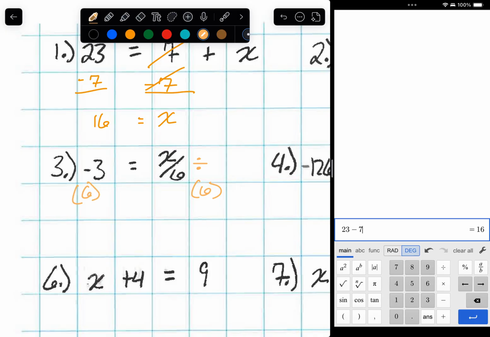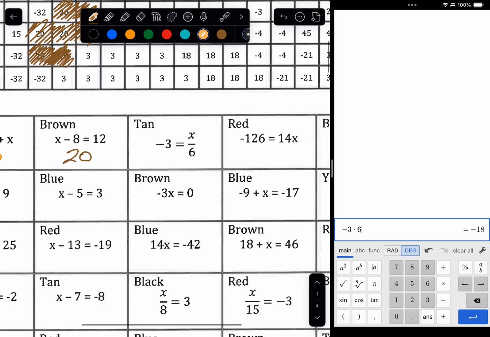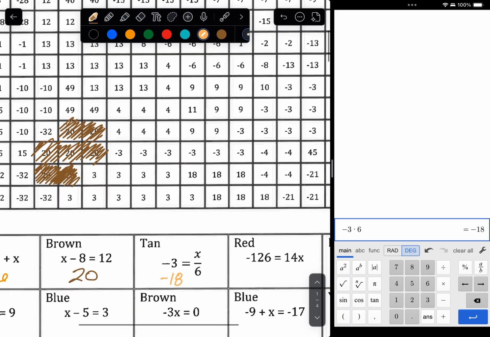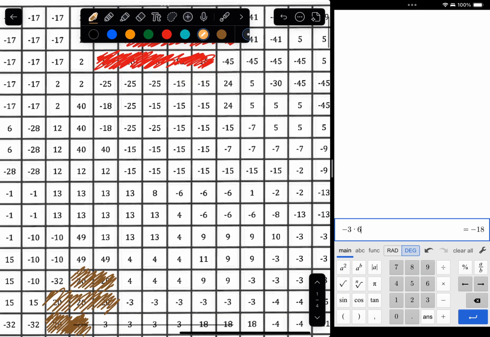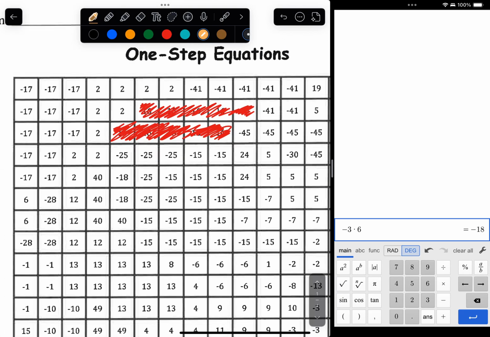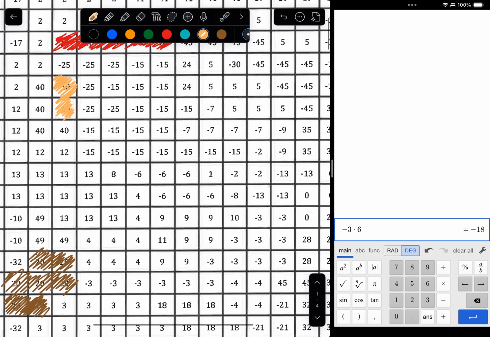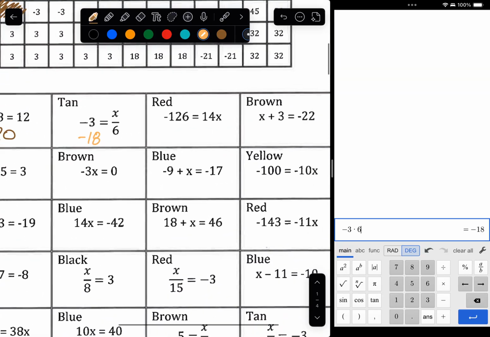-3 times 6 is -18. Bring down your x, and that's it. X equals -18. So anywhere you see -18, you're going to color it tan. Red again.